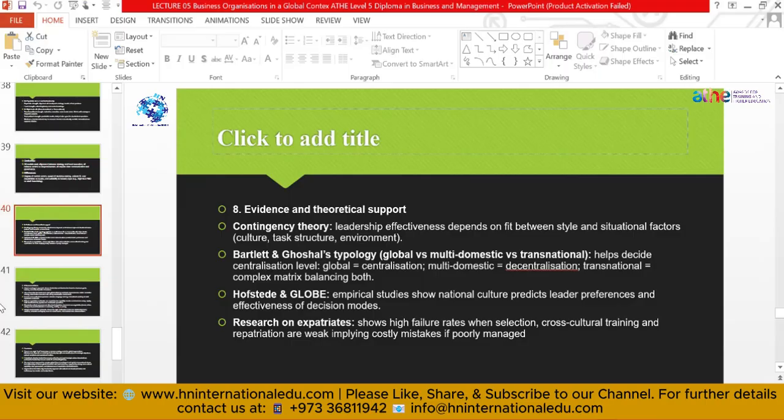Australian GLOBE empirical studies show the national culture predicts leader preferences and the effectiveness of decision models and modes as well. Research on expatriates shows high failure rates when selection, cross-cultural training, and repatriation are weak, implying costly mistakes if poorly managed. You can even link that as a case study.